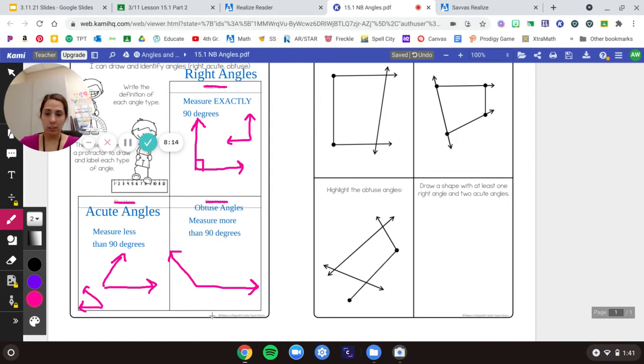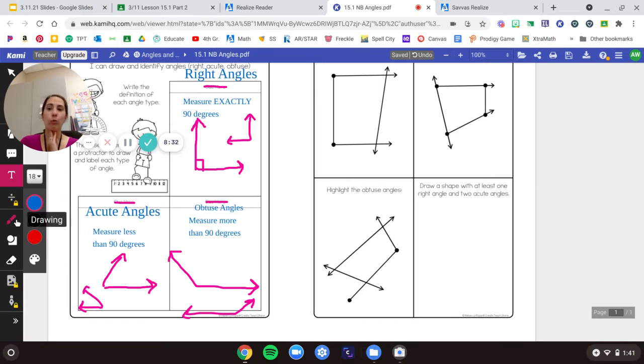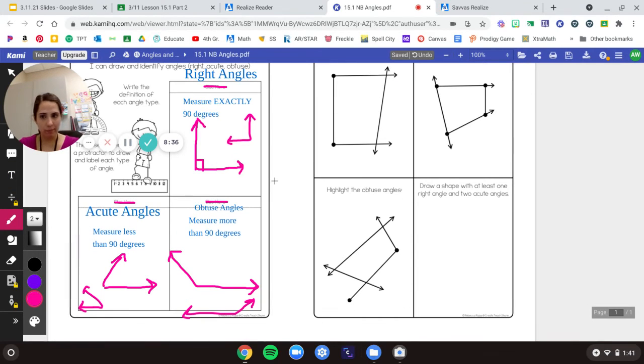Obtuse angles, we could have go that way too. We could have it point that way, and we would want it to open up wide. Obtuse, nice and wide. Okay. Now our last one is really tricky because it looks a lot like a vocab word we did yesterday.